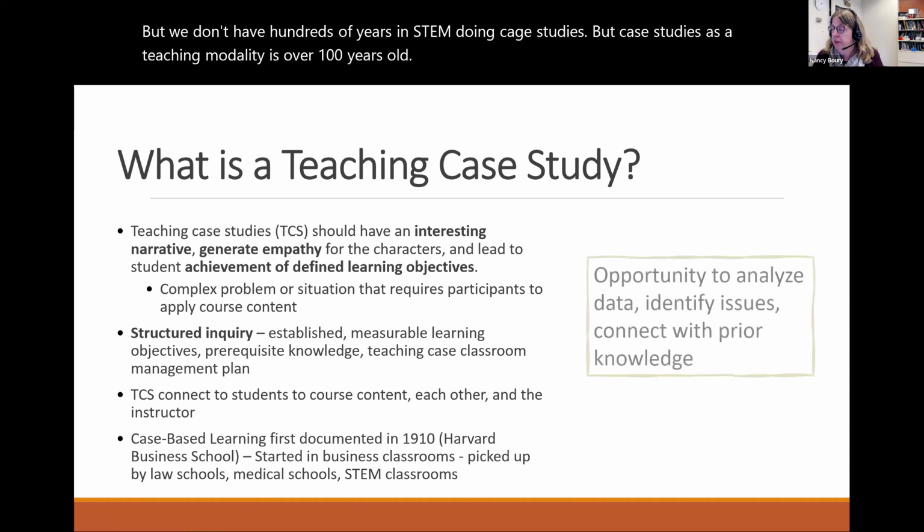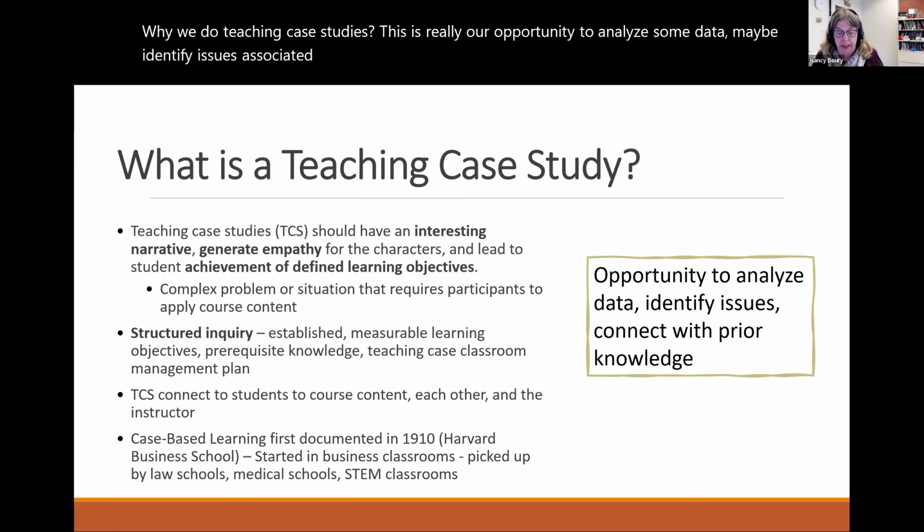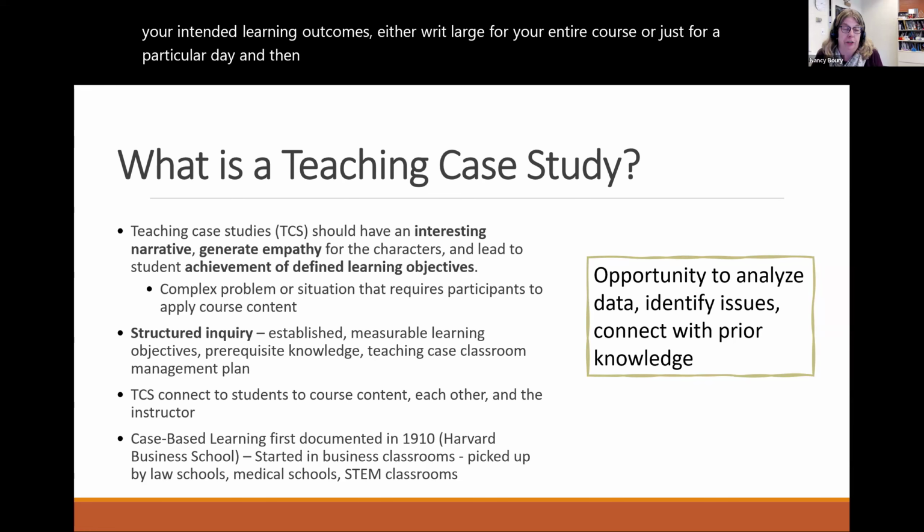All right, so why do we do teaching case studies? This is really our opportunity to analyze some data, maybe identify issues associated with something interesting that is part of your course content or your intended learning outcomes, either writ large for your entire course or just for a particular day. And then connect with prior knowledge. It just depends on how you're using them.